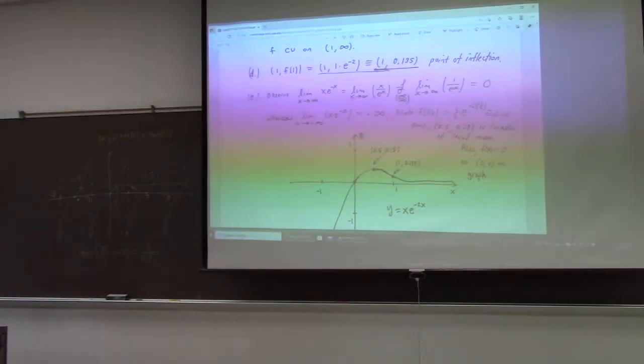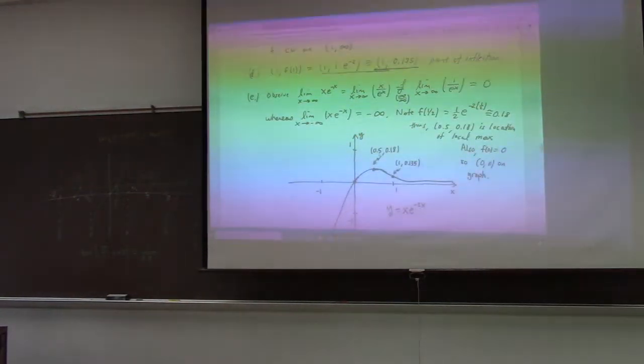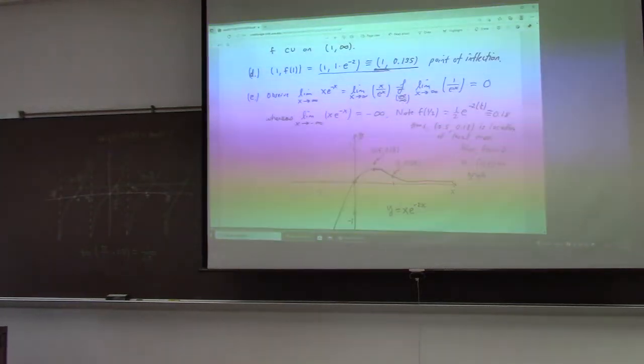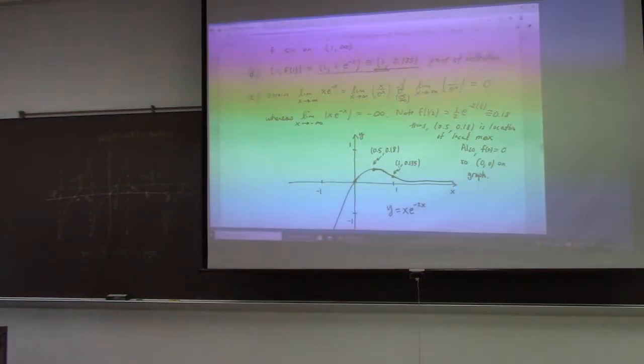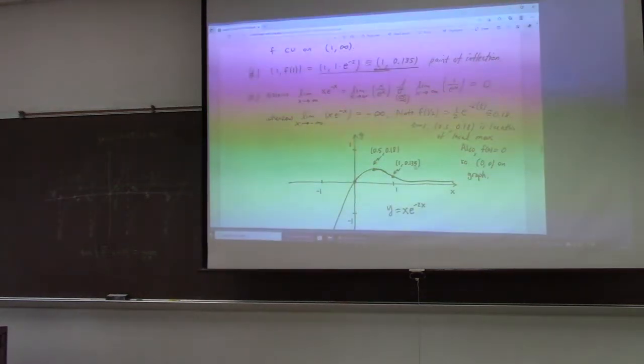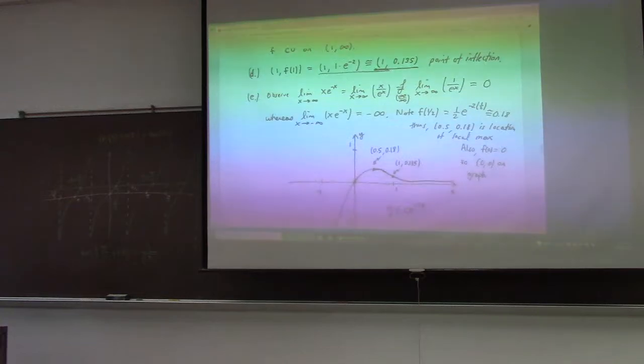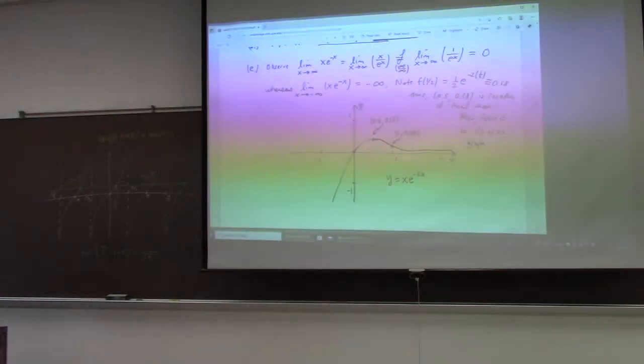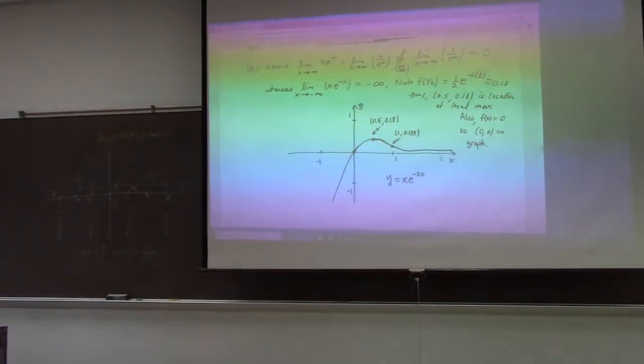So there you go. The local max is at 0.5. Its value is approximately 0.18. There's a point of inflection at x equals 1, and it happens at 1 when y is about 0.135. And this is a very sad attempt at a sketch of this. I could attempt another one here today if you'd like.